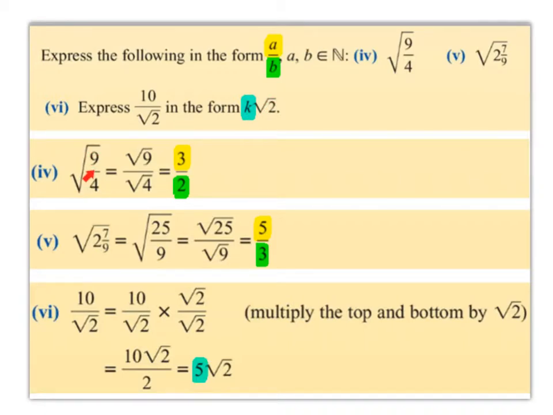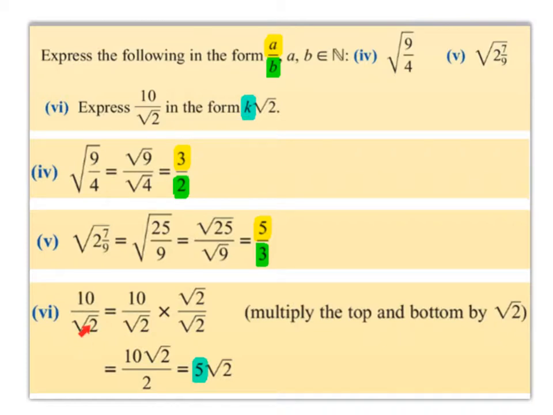So root 9 over 4 is the same thing as root 9 divided by root 4. Square root of 9 is 3, square root of 4 is 2, so we get 3 over 2, which works because 3 and 2 are natural numbers. Next we have the square root of 2 and 7/9. Well, 2 and 7/9 can be rewritten as 25 over 9, so we get the square root of 25 over 9, which is root 25 over root 9, which is 5 over 3, and 5 and 3 are both natural numbers, so that works perfect.